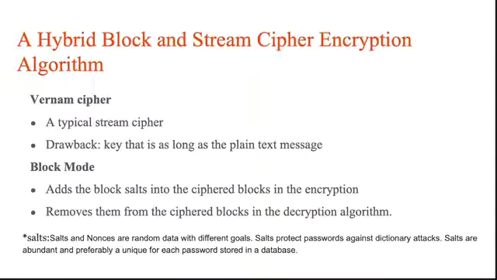Here is another example. Firstly, when a cipher is a typical stream cipher, the main disadvantage is that it's not feasible to generate and share a key as long as the plaintext message. They are more difficult to implement than block ciphers because the key stream cannot repeat itself during the session. On the other hand, a block cipher adds the salt into ciphered blocks in the encryption and removes them from the ciphered blocks in the decryption.